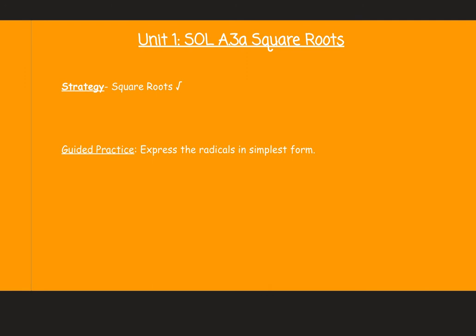Strategies for simplifying square roots. The strategy for simplifying square roots is very simple: couples go out, singles stay in. Or in other words, groups of 2.